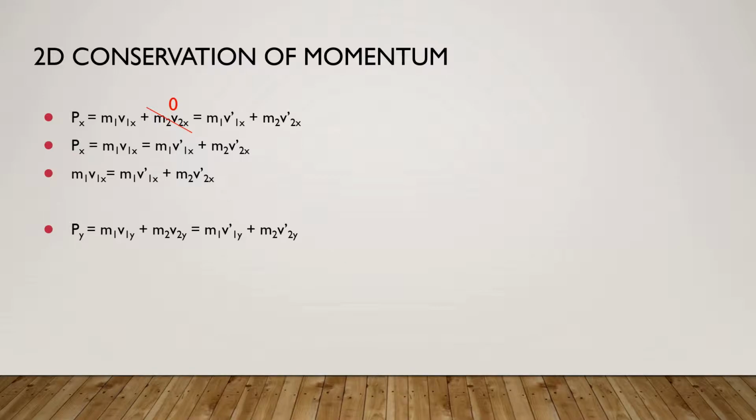Looking at the y component of the momentum equation, we know that the cue ball has no initial velocity in the y direction, and neither does the target ball. Therefore, the initial momentum in the y direction is equal to 0, and the final y momentums of the balls are equal and opposite.